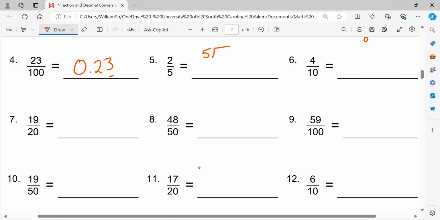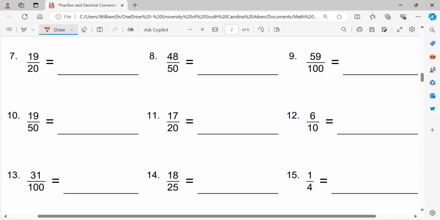Let's look at 2/5. So 5 divided into 2. Obviously 5 won't go into 2. But if I add a decimal and a 0, 5 will go into 20. 5 will go into 20 4 times. 5 times 4 is 20. So I subtract out here and have a 0 remainder. So my answer for this one is 0.4. Very nice. Now 6 is 4/10. So a 4 in the tenths place. That's 0.4. Easy enough.